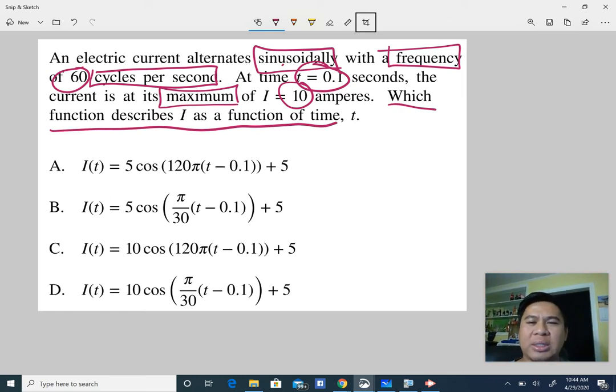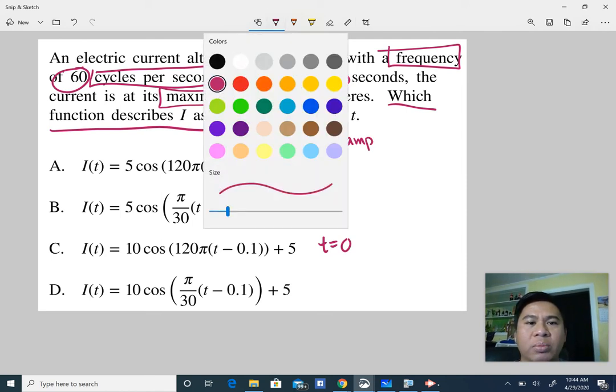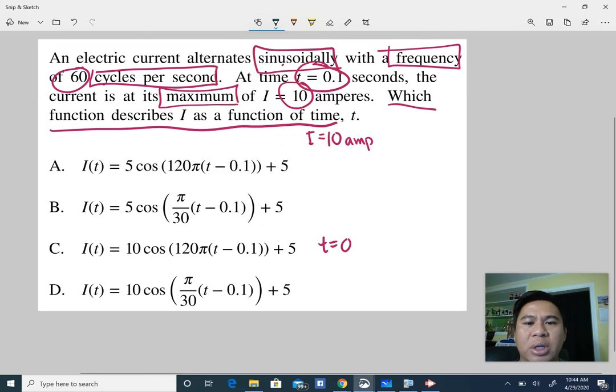So again, this is a sinusoidal function. We can check it as follows. It says at time t equals 0, the current is at its maximum of 10 amperes. So let's say this is 10 amperes, or amps. And then after that, it's going to go down to its minimum. So at time equals 0, it's in here.